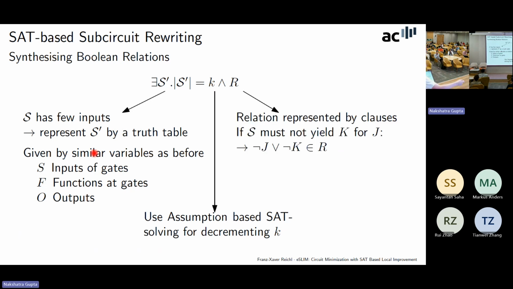And here, last but not least, for each pair which we computed before, we add this clause. So this means if we have an input assignment J, then we have to ensure that we have not K. And this means that we get an output behavior which is not problematic, so an output behavior which would not change the function computed by the entire circuit.